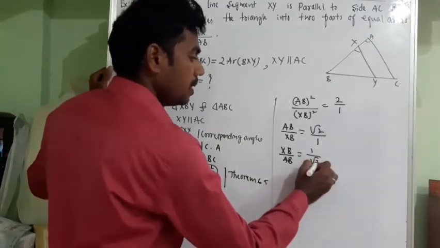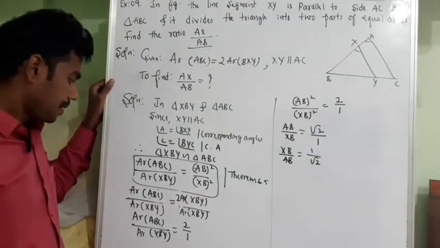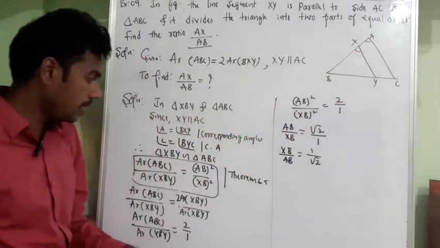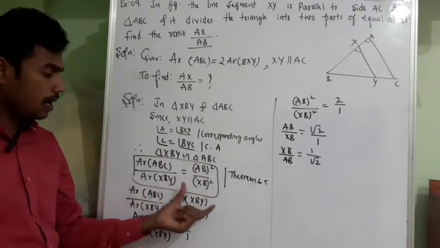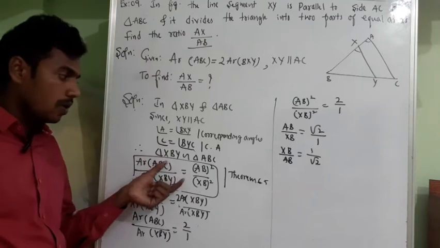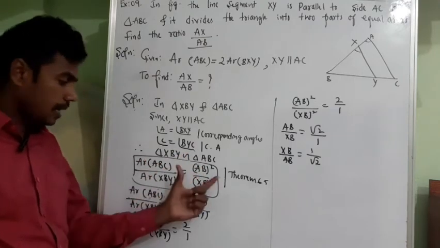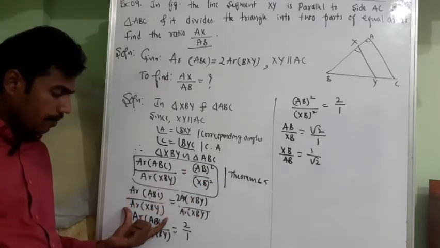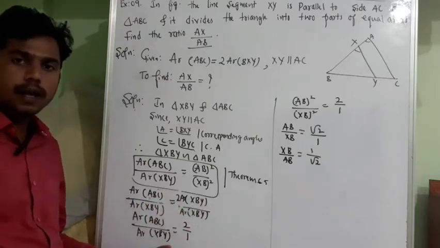These are all the arrangements we are doing to get the ratio AX by AB. So first I showed these two triangles are similar with the given data. After that, since the two triangles are similar, the ratio of their areas will be equal to the square of the ratio of their corresponding sides. That ratio I have written, and through the given data, area of triangle ABC divided by area of triangle XBY is 2 by 1.